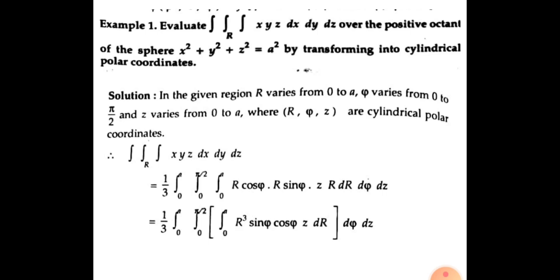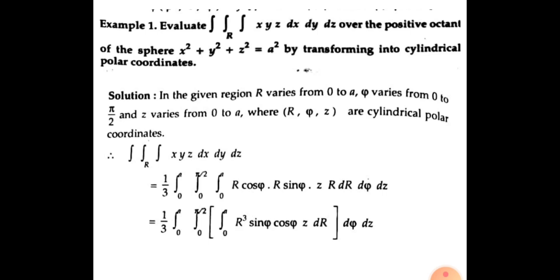In the given region, r varies from 0 to a, because in the sphere x² + y² + z² = a², r² is equal to a², and r is a, the radius. So r varies from 0 to a, φ varies from 0 to π/2, and z varies from 0 to a, where r, φ, z are cylindrical polar coordinates.